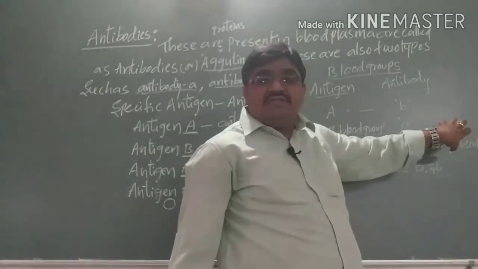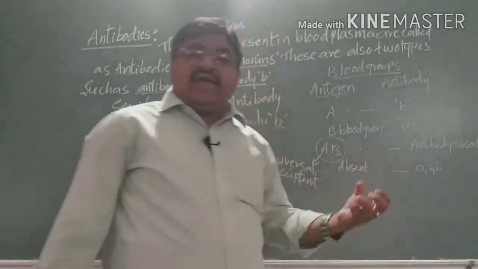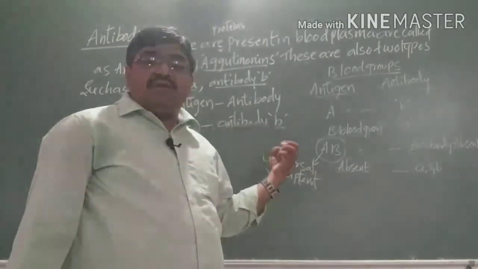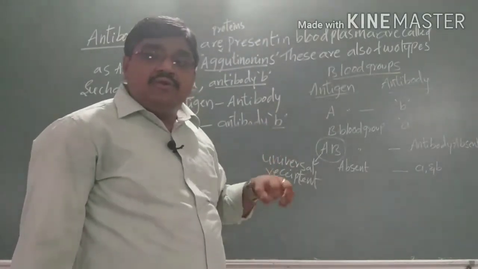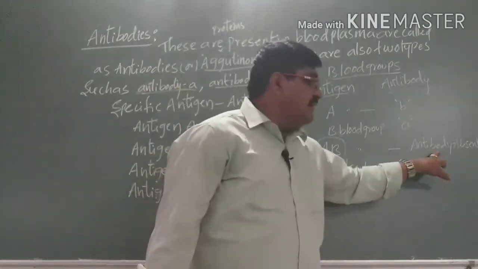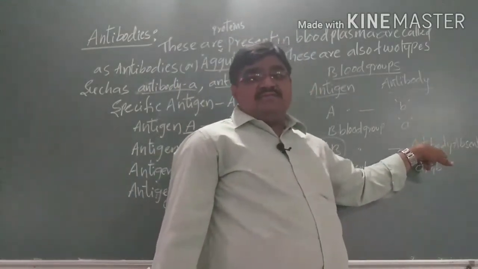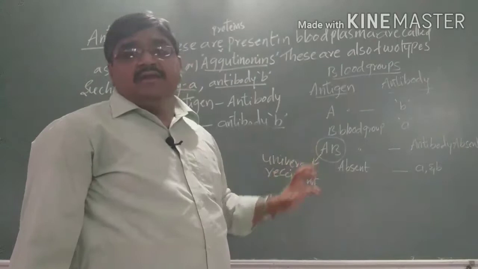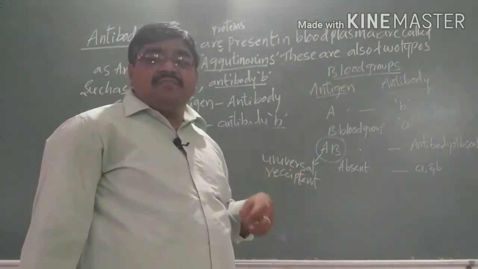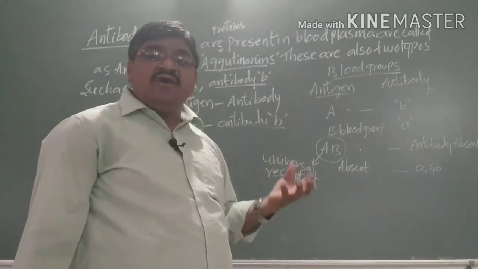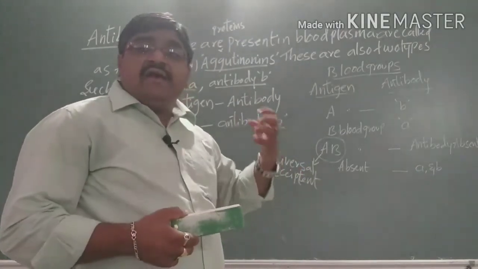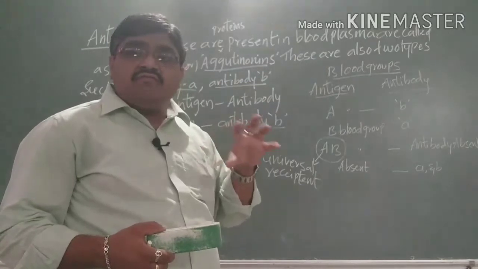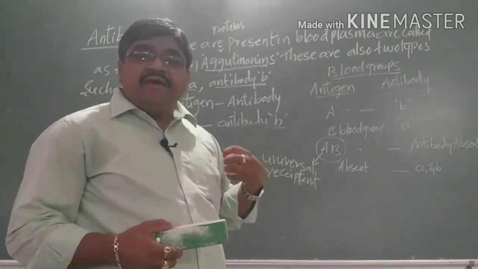Due to the absence of the antibodies, an AB person can take any blood group from any type of person. So due to the absence of antibodies, we can call the AB blood group a universal recipient. They can take blood from any blood group, such as A, B, AB and O. From these four types of blood group they can take the blood, so they are called the universal recipient.